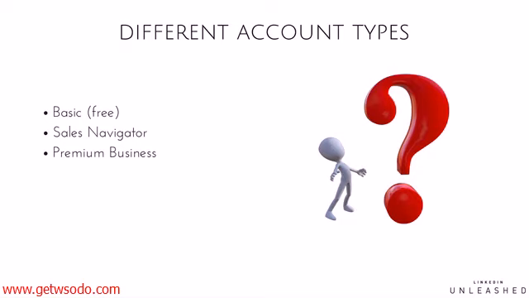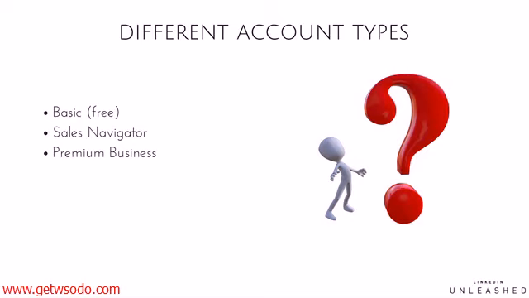The second type is Sales Navigator. So that's going to be the one that I show you guys how to use in this course. Sales Nav is the best account type to get if you're going to upgrade to a premium account when you want to do lead generation and use it for what this course is basically about. And then the third one is Premium Business.